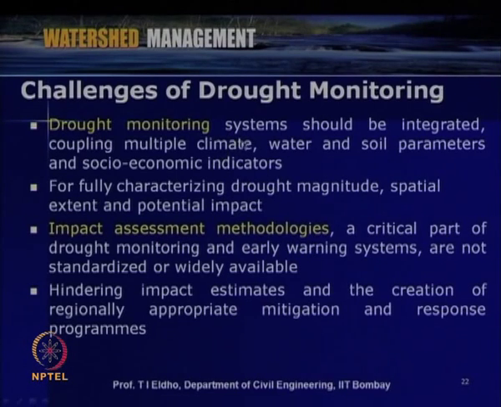Generally, a critical part of drought monitoring is early warning systems. We have to standardize them, or these things may not be widely available. So we have to make the monitoring and early warning system widely available, and have standardized systems, so that people can effectively get the warnings, or we can monitor the drought appropriately. Otherwise, it hinders impact estimates and the creation of regionally appropriate mitigation and response programs, as far as drought impact assessment or drought mitigation is concerned.